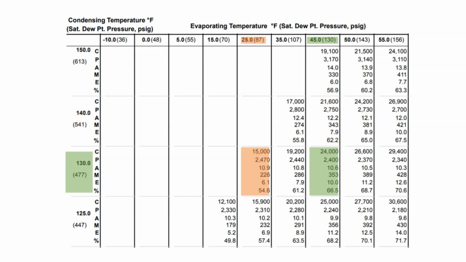Now let's look at a more extreme example. The highlighted box in orange shows that our evaporator pressure and temperature have dropped to 25 degrees and 87 psig. This may be because of a small refrigerant leak, dirty filters, dirty coils, or even possibly blower speeds. We can see that our capacity has dropped to 15,000 BTUs per hour. That is a 40% capacity loss, and our mass flow has dropped to 226 pounds per hour. However, our amperage and wattage have not changed significantly, and the compressor is still operating within its envelope.